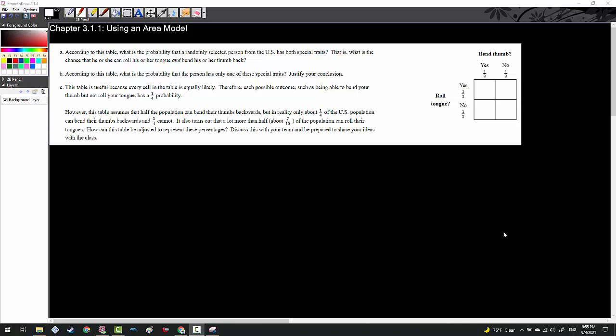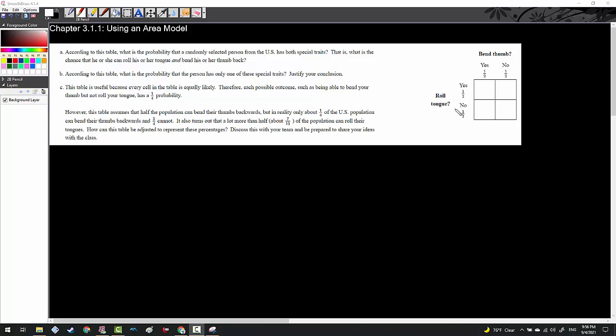of events happening. The first problem in here, 3-1, talks about genetic traits, similar to a Punnett square that you would encounter in biology. In this case, they're looking at very specific traits: the ability to bend your thumb backwards and the ability to roll your tongue. It says, according to the table, what is the probability that a randomly selected person from the U.S. would have both special traits? In other words, they can roll their tongue and bend their thumb back at the same time.